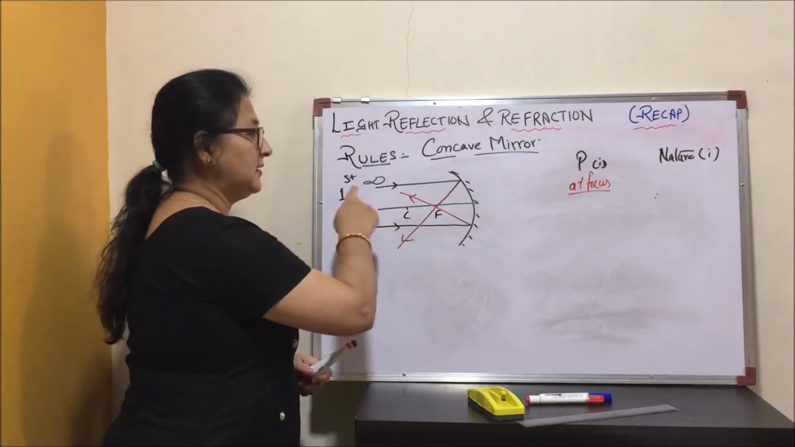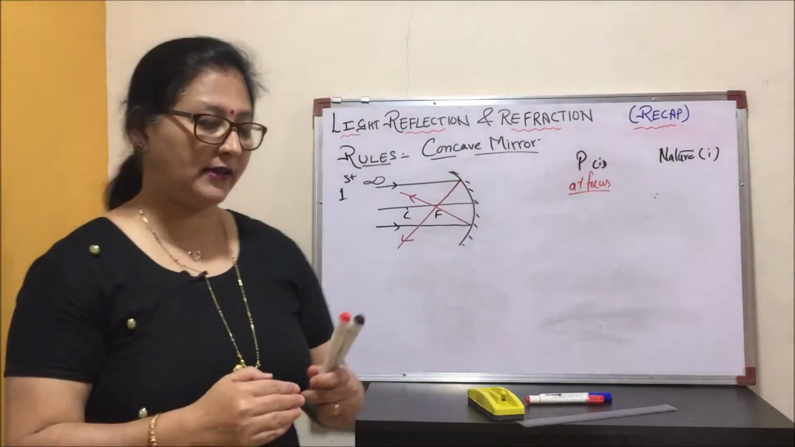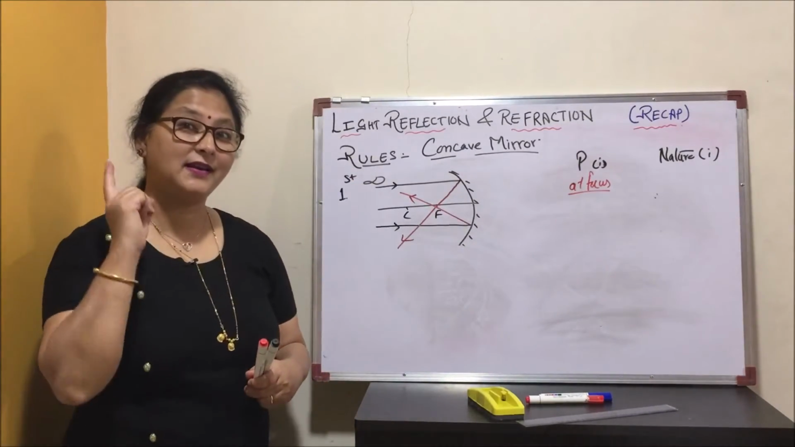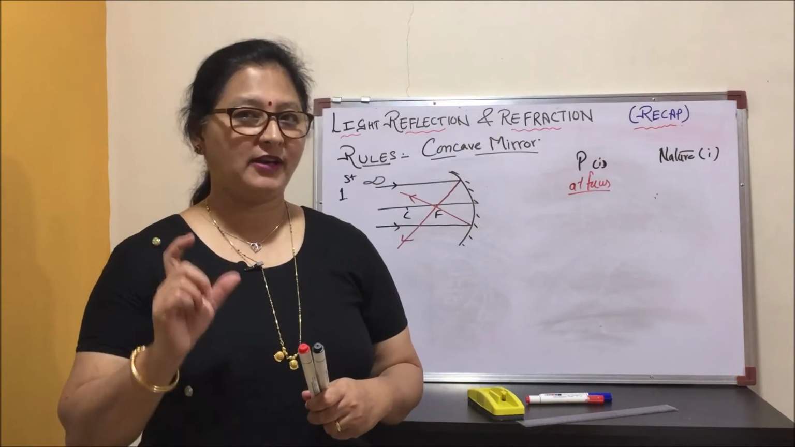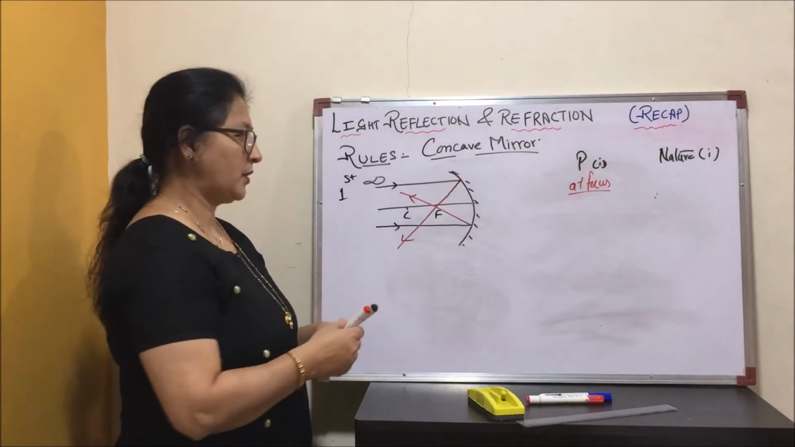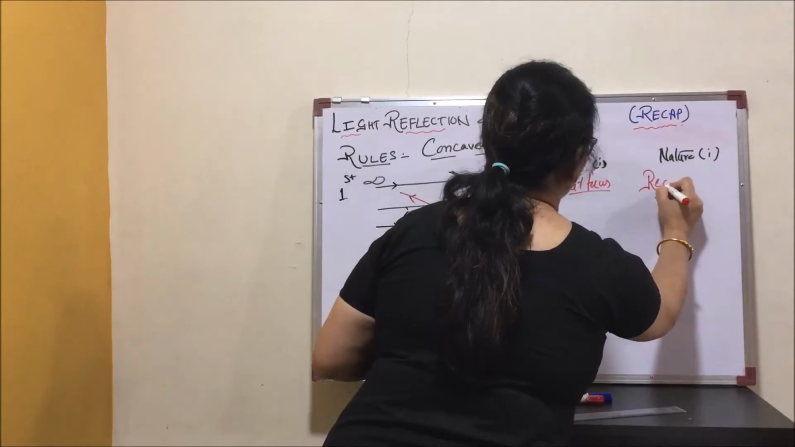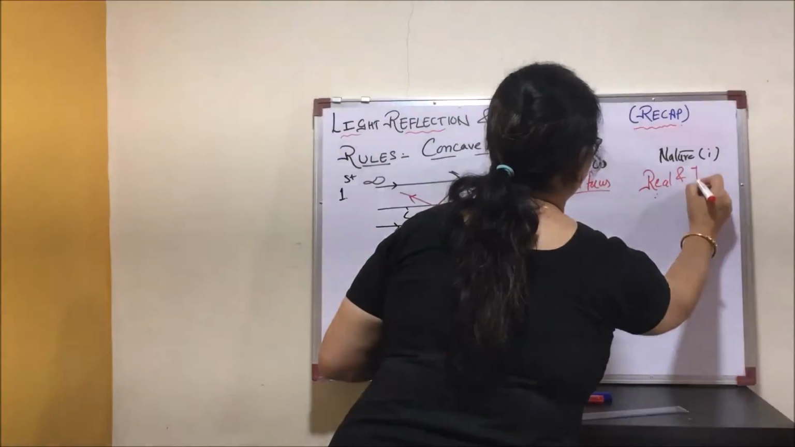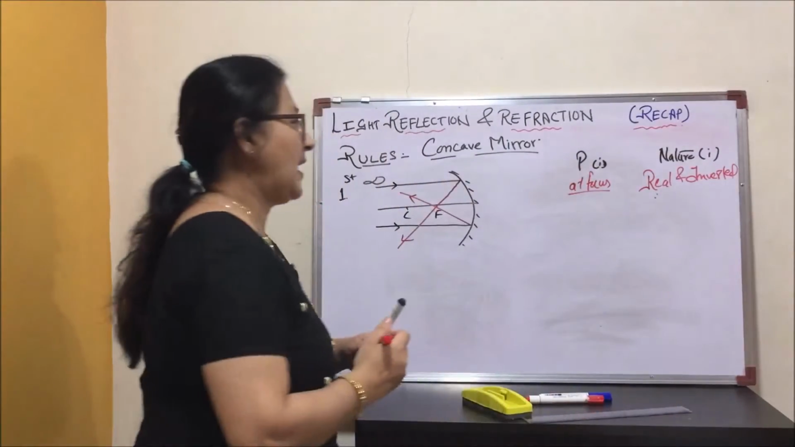See, here the rays are reflecting back and they are really meeting. They are meeting really, that means they are forming a real image. And always remember that real images are always inverted. So real and inverted. Clear?